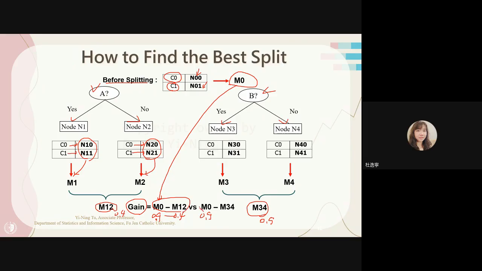So we will compare original M0 and M12, where A is the attribute to get the M12. B is the attribute to get the M34. Then we will compute how many they gain. For example, attribute A gets 0.5. The attribute B before and after gets 0.4. So which attribute is better, A or B in this case?